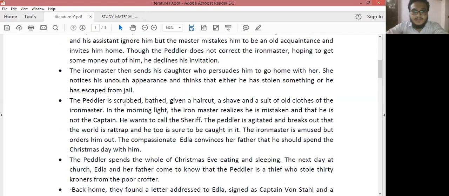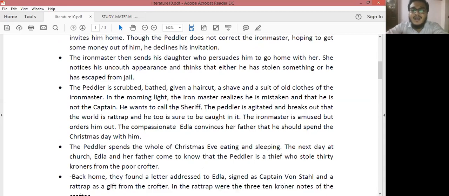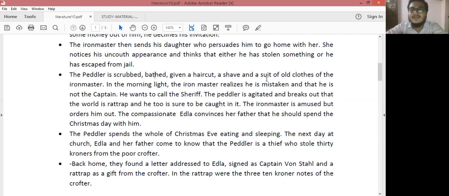The peddler is scrubbed, bathed, given a haircut and shaved, and given a suit of old clothes of the iron master. In the morning light, the iron master realizes he is mistaken and that he is not the captain. So next day, the peddler was taken into a different shape and size. Different shape and size means the haircut was done, the beard was removed, and a different suit and dress was given. The iron master saw and recognized he has made a mistake.